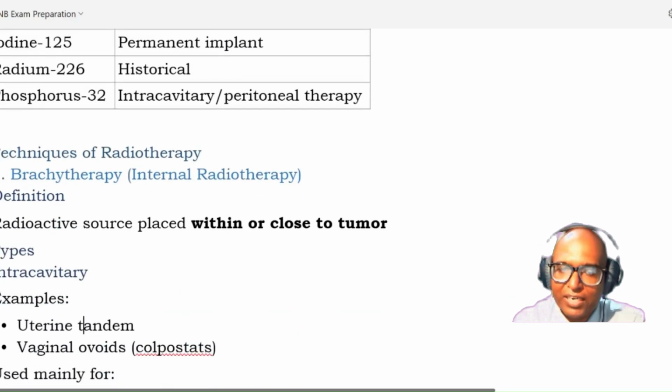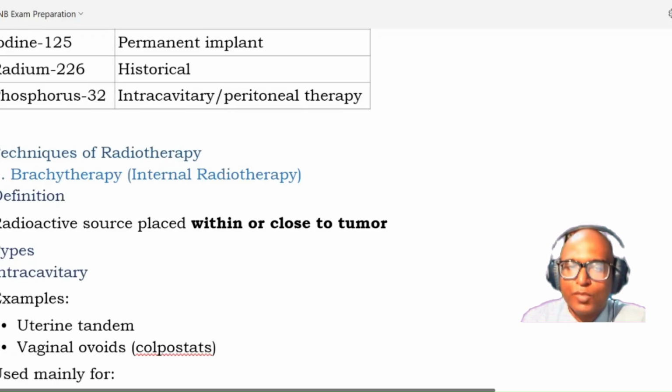Then the techniques of radiotherapy, we know that there are two basic techniques. One is brachytherapy, another is teletherapy or EBRT. So brachytherapy is the internal radiotherapy. Here the radioactive source is placed within or close to the tumor. Okay, so there are certain subtypes, that is intracavitary or interstitial.